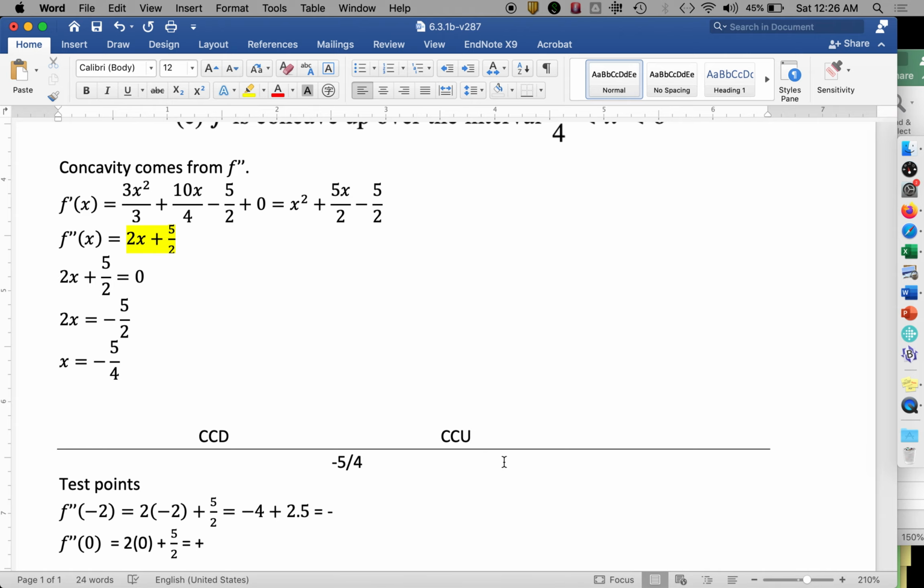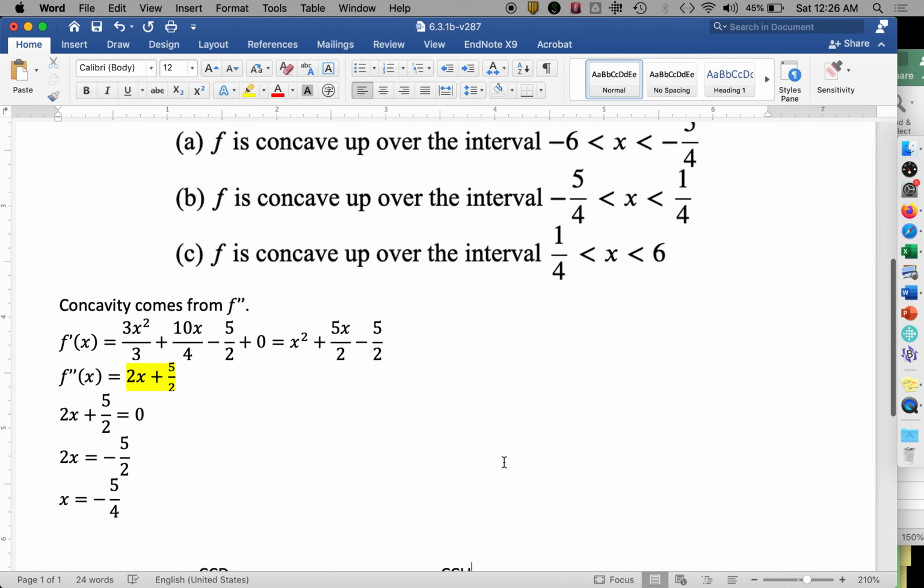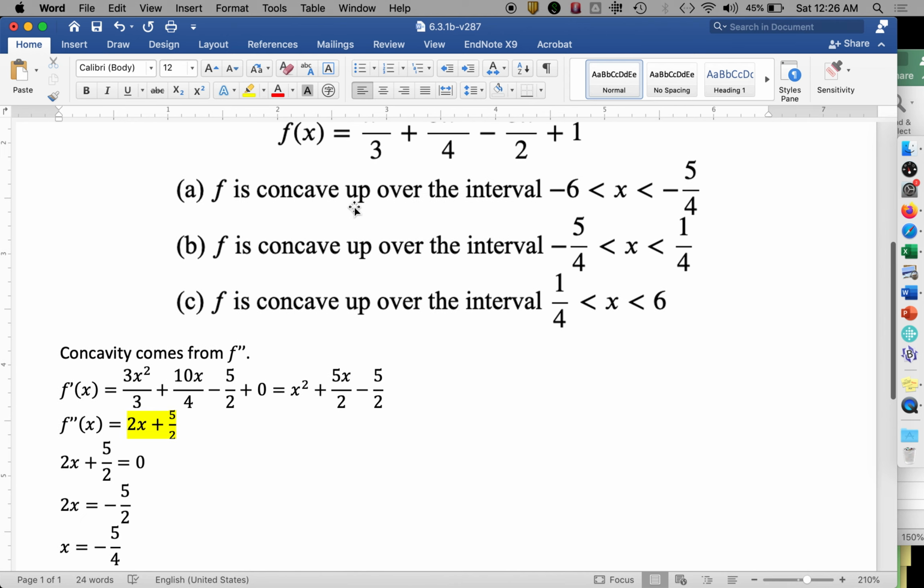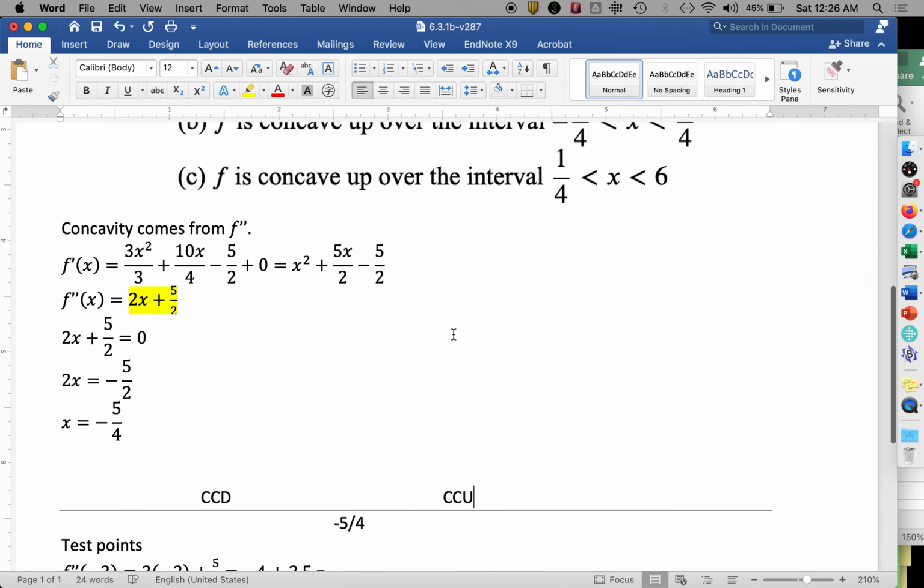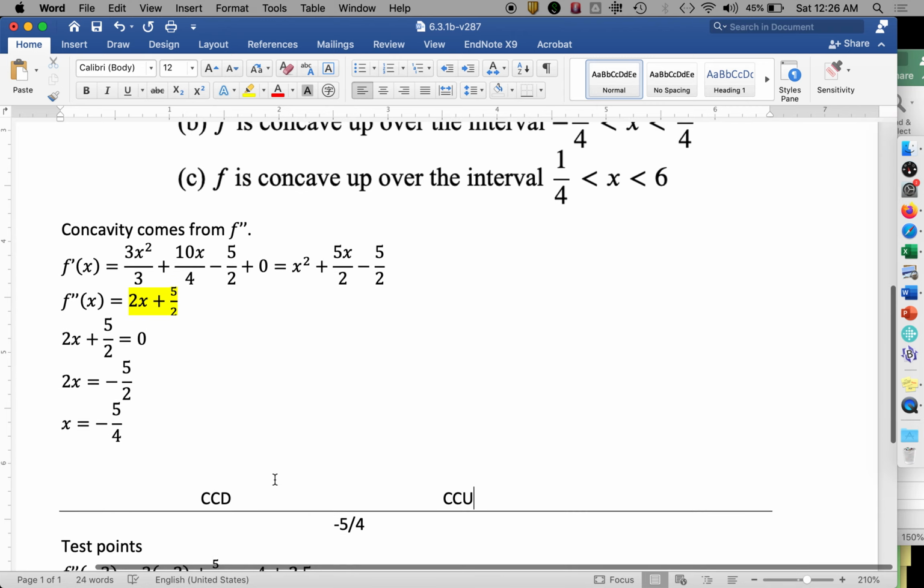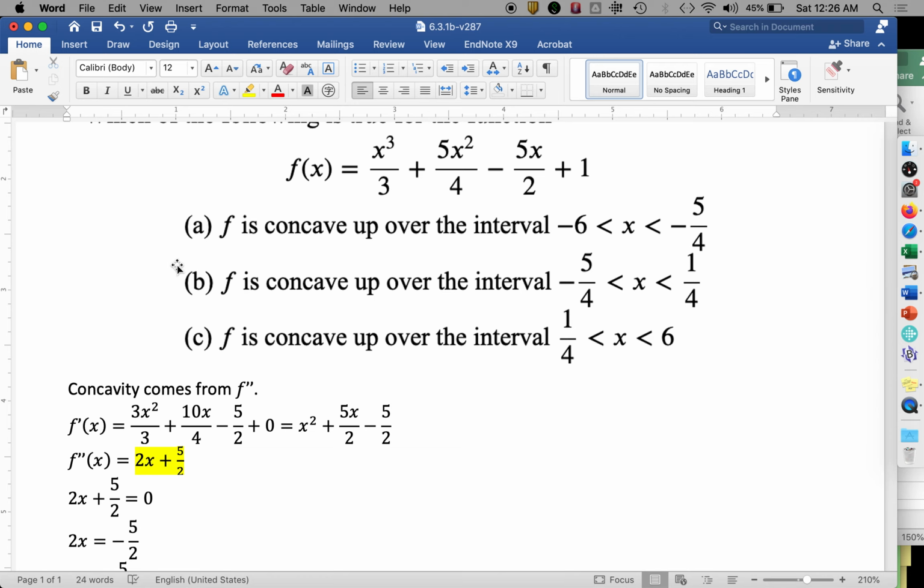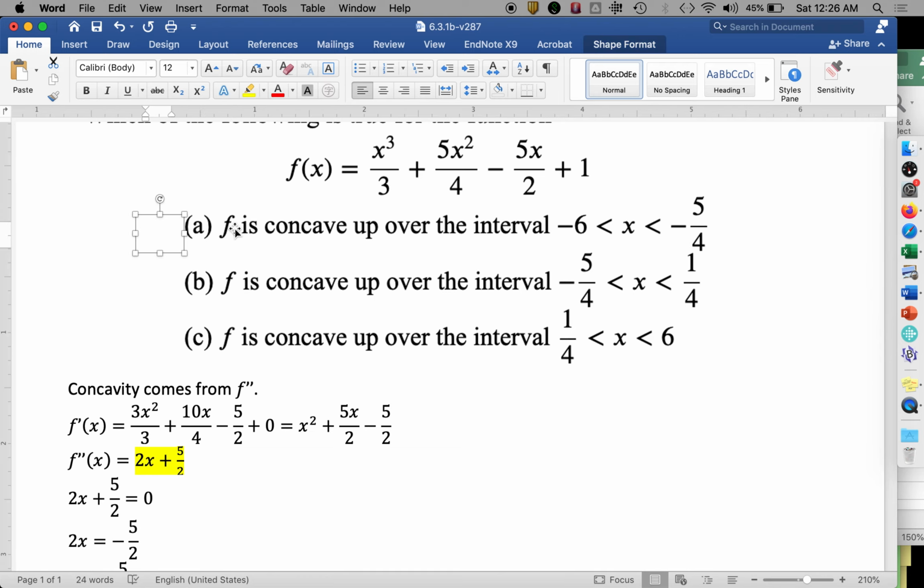Now let's look at our statements. Statement A says it's concave up between negative 6 and negative 5/4. What did we get? We got between negative 6, which is down here somewhere, and negative 5/4, we got concave down. So according to our information anyway, statement A is false. So false.